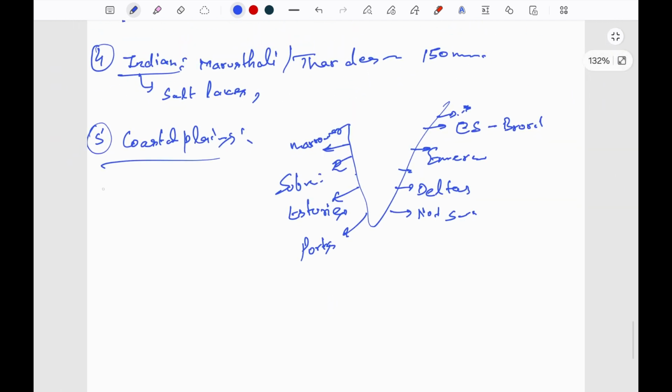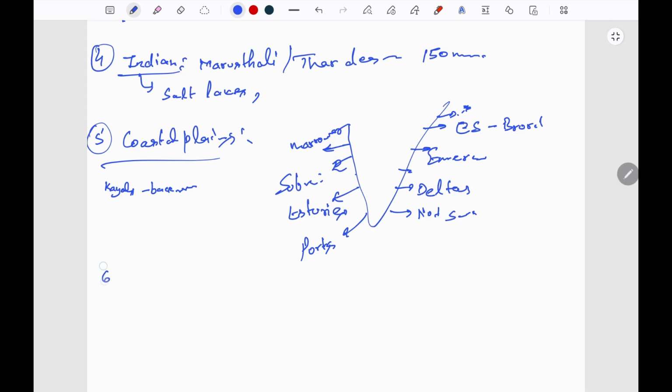This Kerala coast is famous for its kayals, that is backwaters, which are useful for fishing, inland navigation, and also as a tourist attraction. Here also the famous Nehru Trophy race is organized.